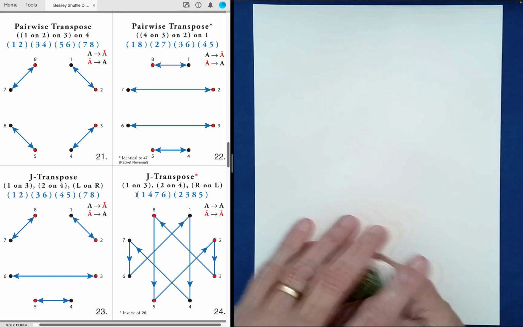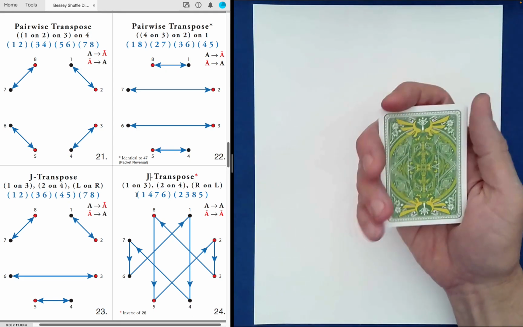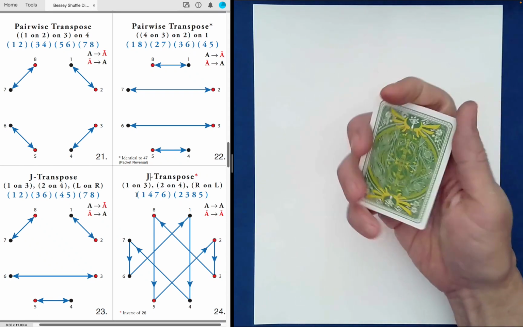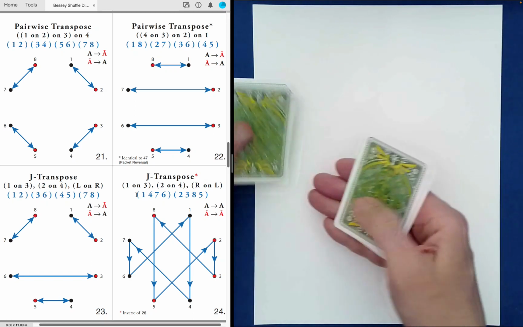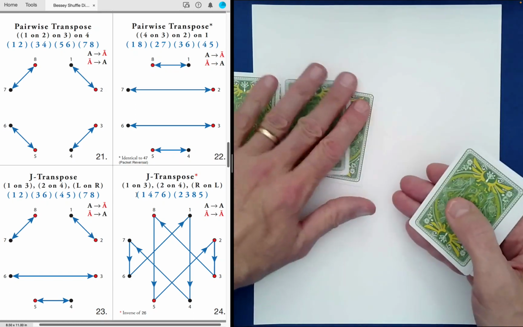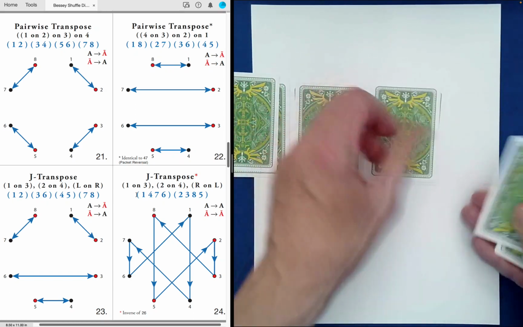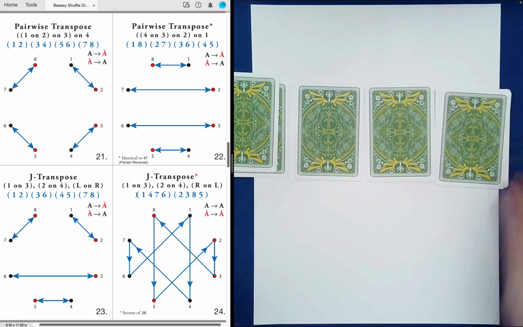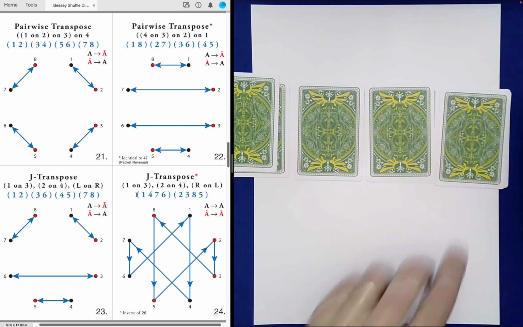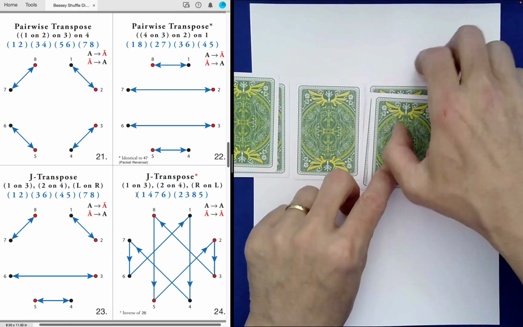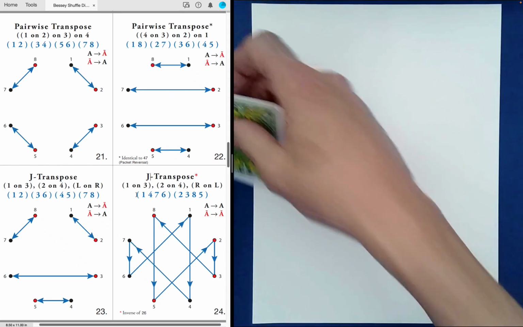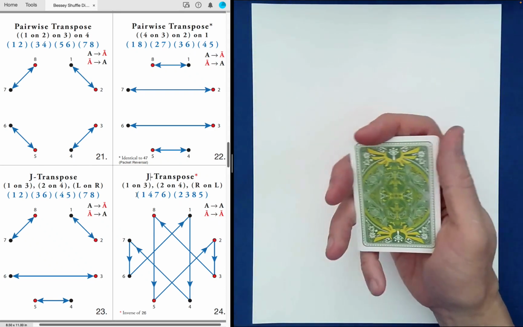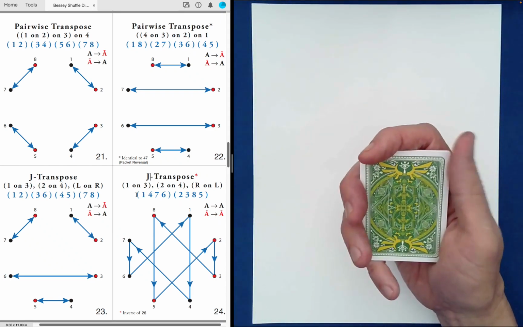Okay, so we've performed shuffle 23. Which one would you like next? 22? Okay, that would be just fine. So we deal out into these little pairs. 1, 2, 1, 2. Okay, so what's the stacking now for shuffle 22? It's stacking from right to left. Okay, so if you look at the notation there, it's just a way of describing stacking these piles from right to left.